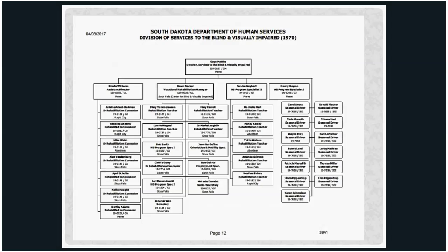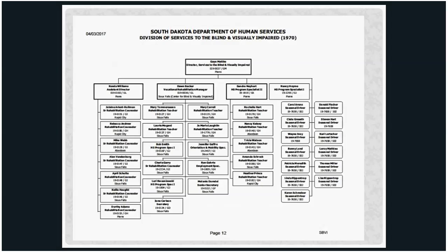One staff person I haven't mentioned yet is Dawn Backer. She manages the South Dakota Rehabilitation Center for the Blind in Sioux Falls, so you'll see her on this list. She supervises 11 staff located there. I'll also be going into more detail about that program in the future slides.